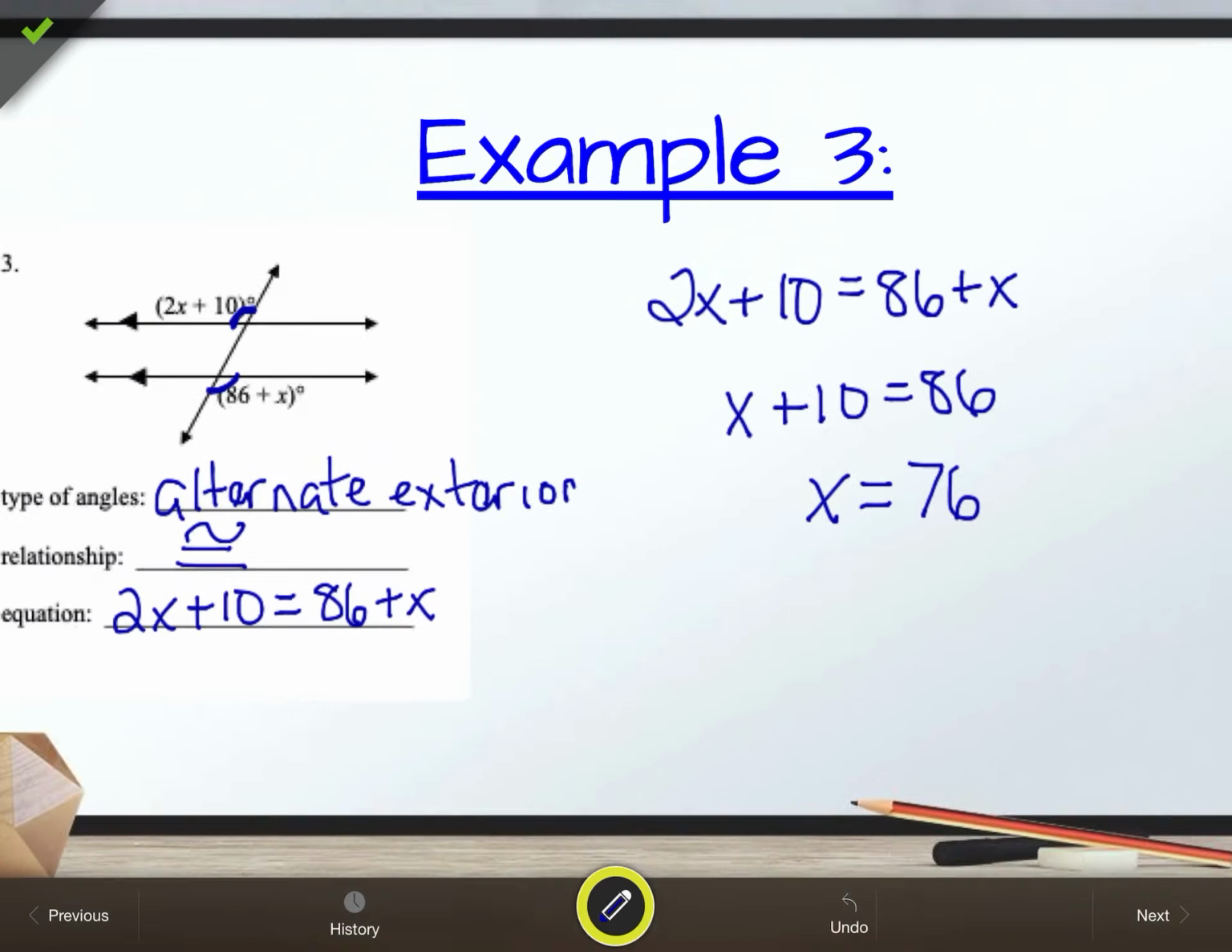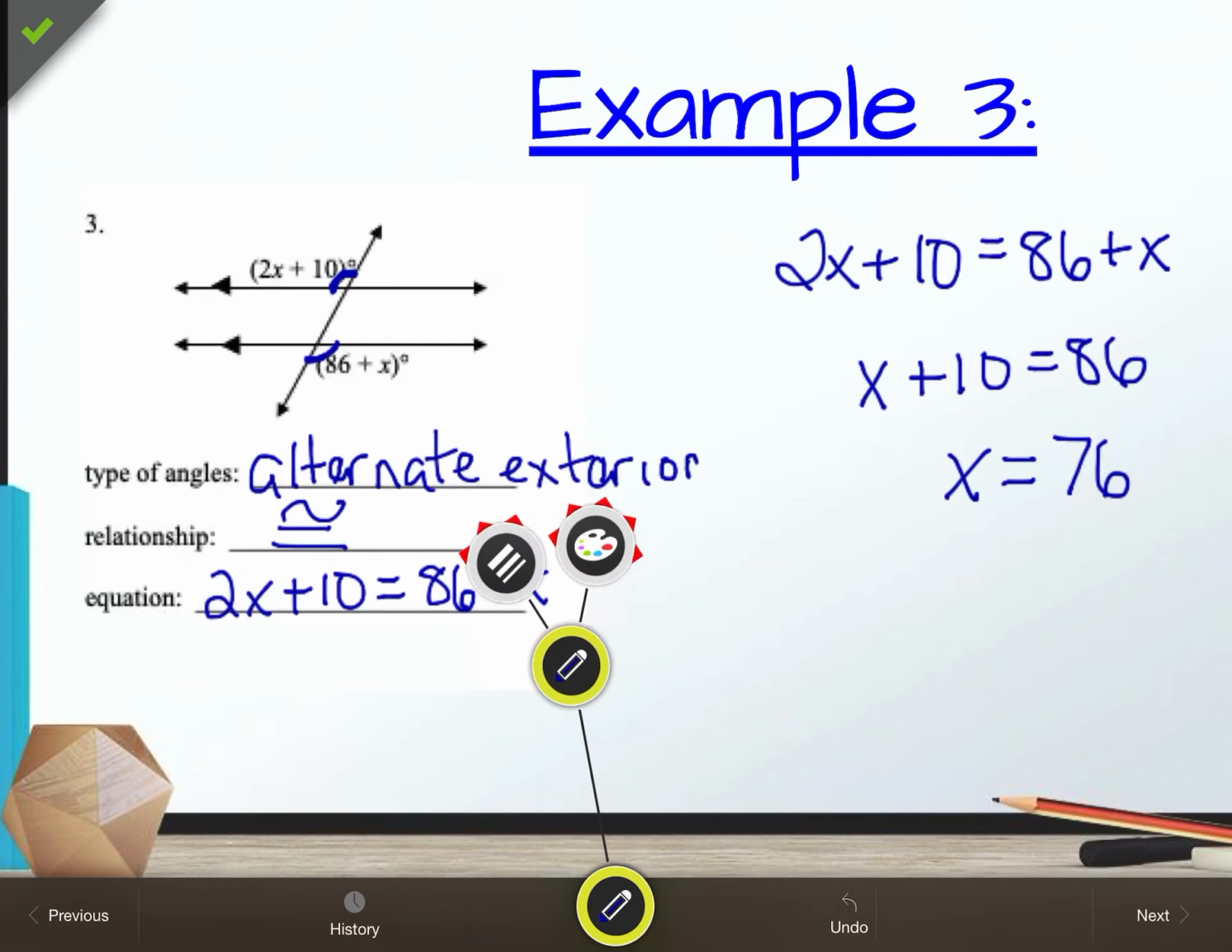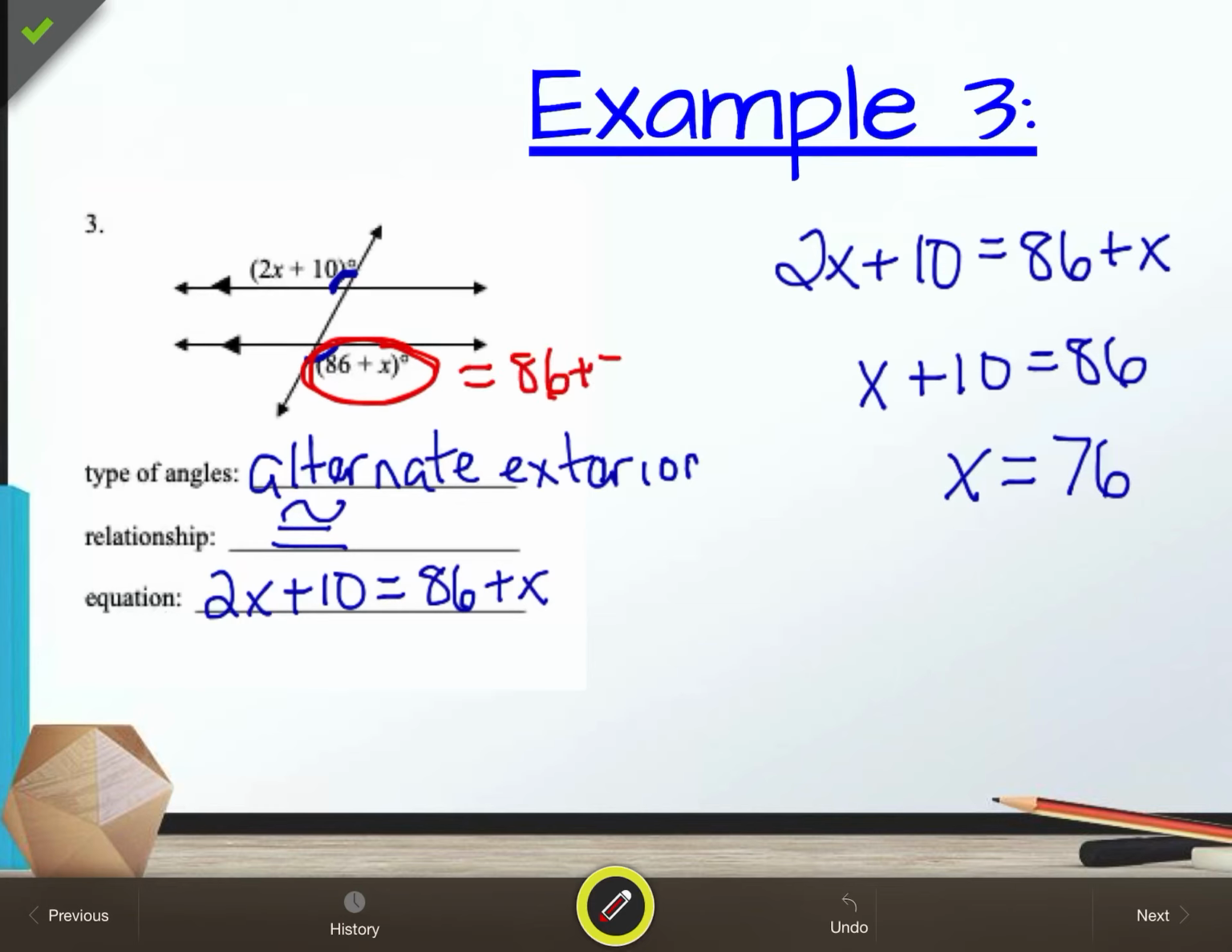Again, let's say they want this bottom angle measure. They say, hey, what's that angle measure? Simple, plug in 86 plus x. Well, we found it to be 76. Put it there, do the math, and our angle comes out to be 162 degrees. Again, if they wanted the other angle, plug in or realize they're alternate exterior, and alternate exterior angles are congruent, so this one has to be the same as what we just found.